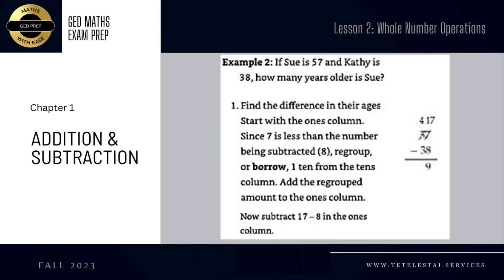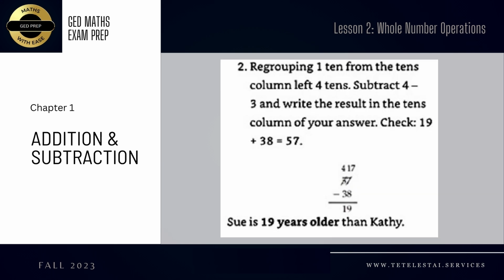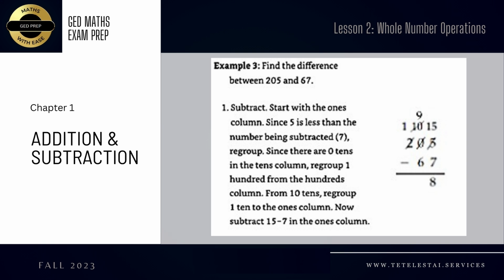Then we move to the tens column to continue with the subtraction. And so we know, since we removed a 10 earlier so that we could complete our ones subtraction, that 4 minus 3 is 1, right? And so we figured out that Sue is 19 years older than Kathy. Okay? So again, same concept here.